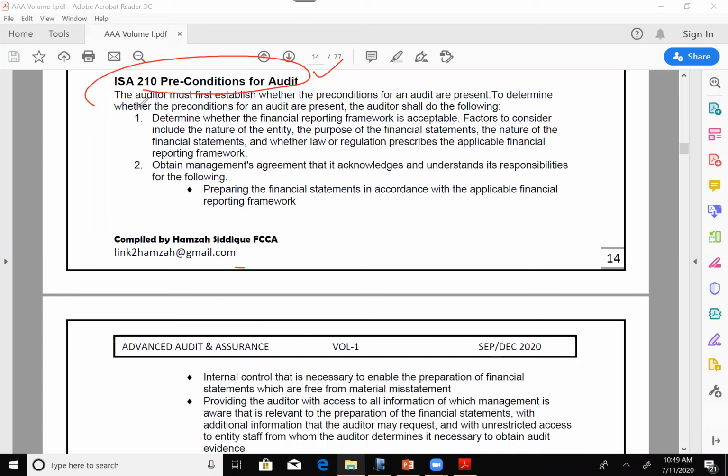What are the two preconditions? One, the financial reporting framework. For example, in your country, I know the majority of you are from Mauritius, IFRS is the financial reporting standard which is acceptable by law. If a company is preparing financial statements not according to IFRS, the auditor should not accept the audit, because the law requires financial statements as per IFRS for statutory audit. So if they are not using an appropriate framework, we cannot accept their audit.